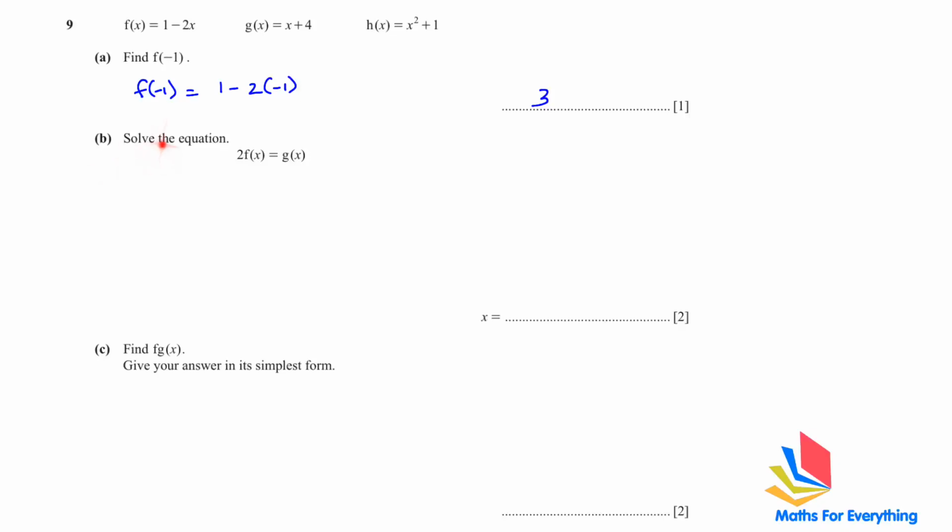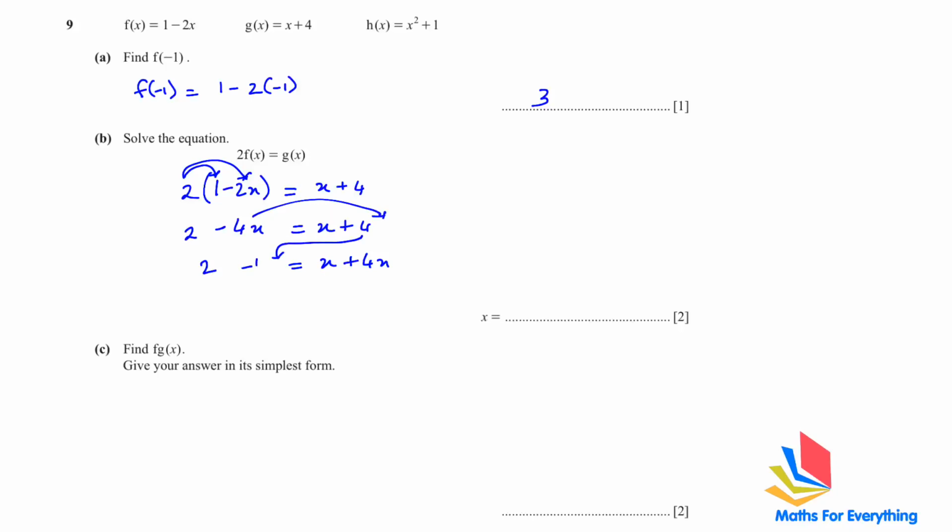Next, we have to solve the equation 2f of x is equal to g of x. So what is our f of x? 1 minus 2x. And we are going to multiply it by 2. And g of x is x plus 4. Let's open this bracket up. 2 multiplied by 1, 2. 2 multiplied by negative 2x will give us negative 4x. We bring the like terms together. I'll bring the 4x here because it's negative, I want to make it positive. And this 4 I will bring here. It will become negative. 2 minus 4 is negative 2.